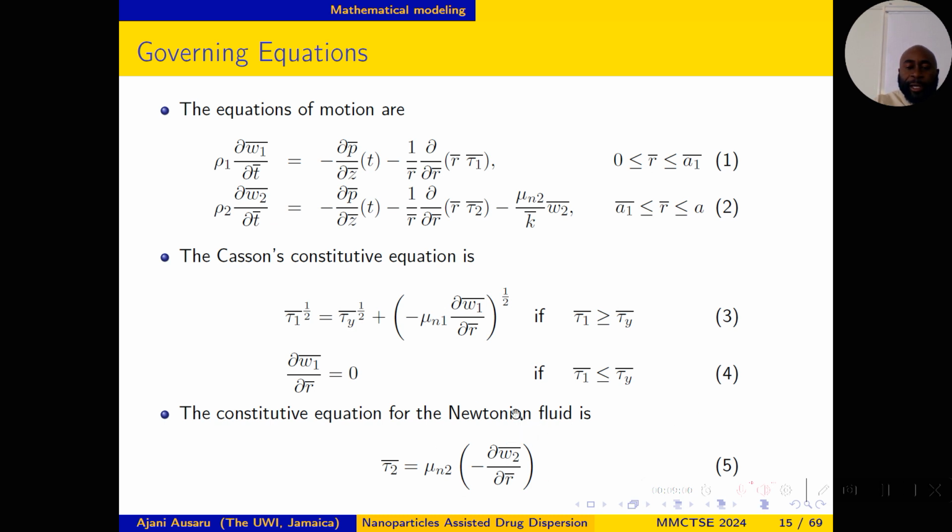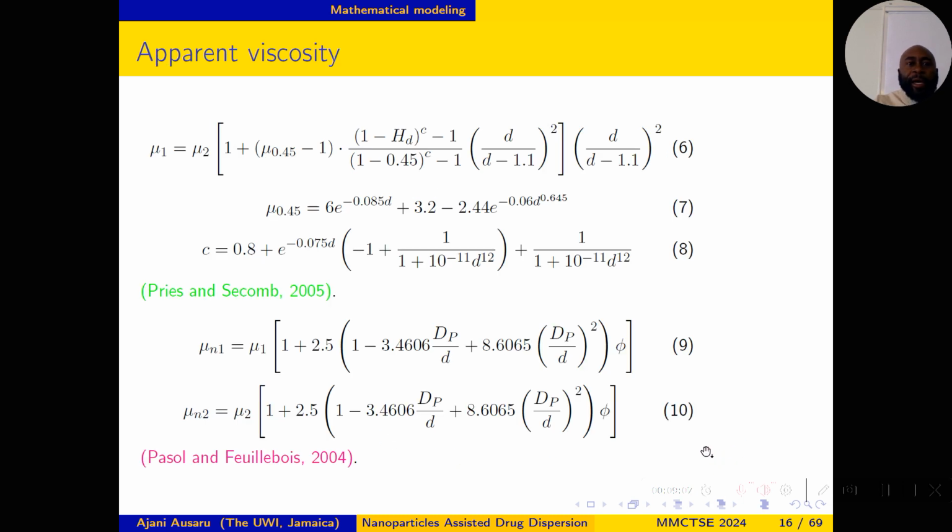And for the Newtonian fluid, since we have Newtonian rheology here, we have Newton's law of viscosity captured in equation number 5. We have here a theoretically and experimentally validated model that was presented by Priezjev and Secomb in 2005 for flow in microvessels. So mu1 would be the apparent viscosity in the core region, mu2 in the peripheral region, mu 0.45 speaks to the 45% presence of red blood cells by volume, the so-called hematocrit, and d is the diameter of the vessel.